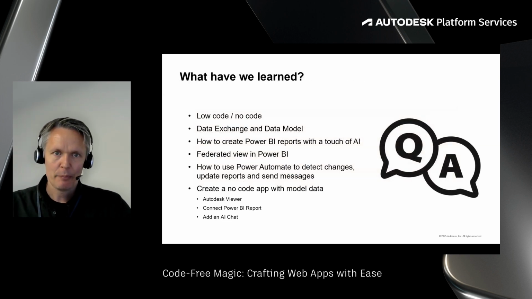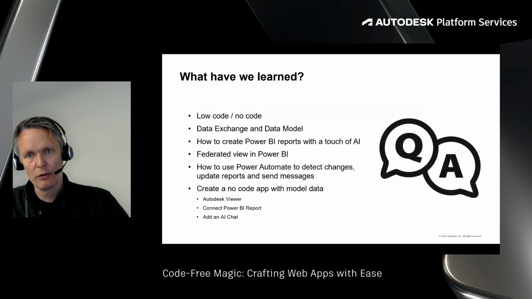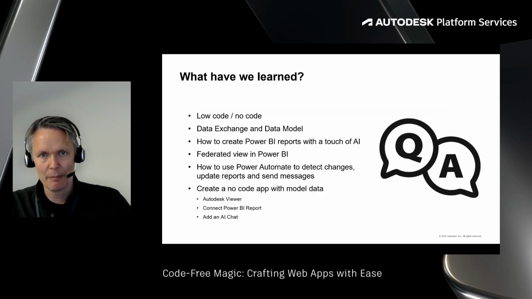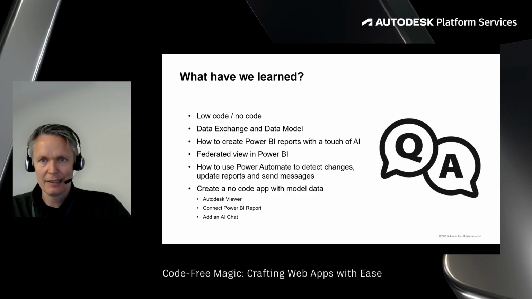So to wrap up, let's summarize the key points we've covered in this presentation. We began by discussing the benefits of low-code and no-code platforms, which enable rapid application development with minimal coding knowledge. These platforms use visual drag and drop interfaces and ready-to-use building blocks to streamline the development process. Next, we explored data exchanges and data models, highlighting how they facilitate the integration and management of data from various sources. These are essential components for adding AEC data into a no-code, low-code application.